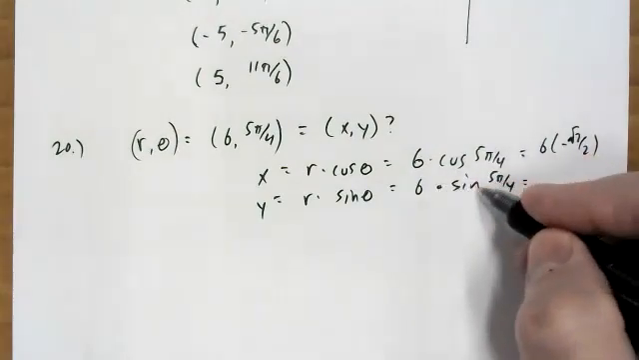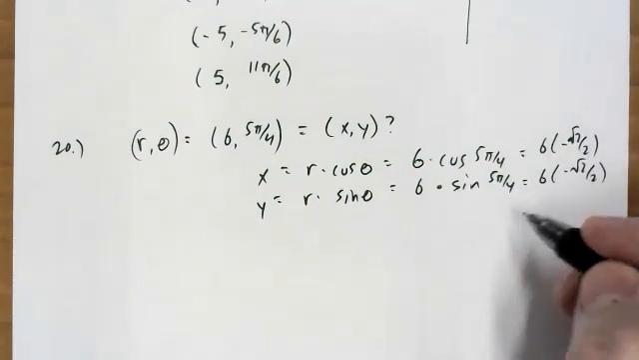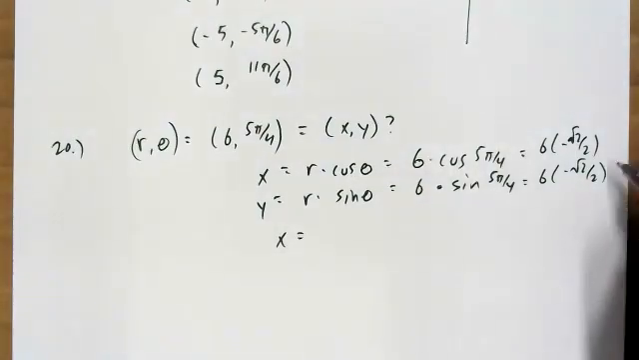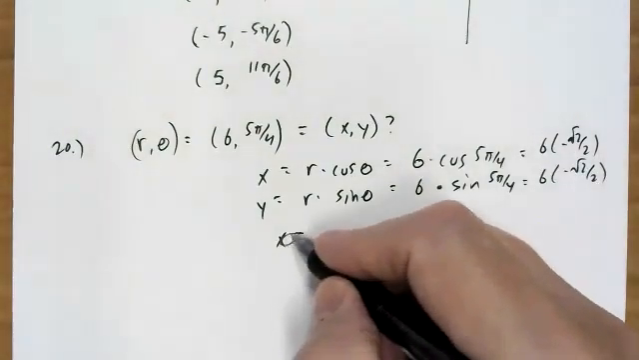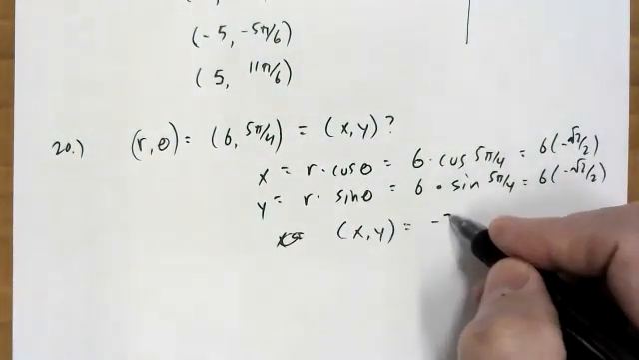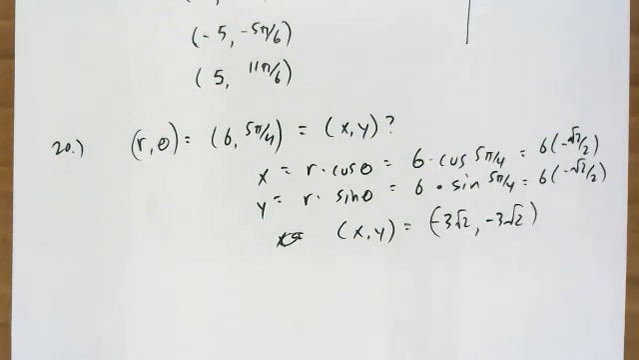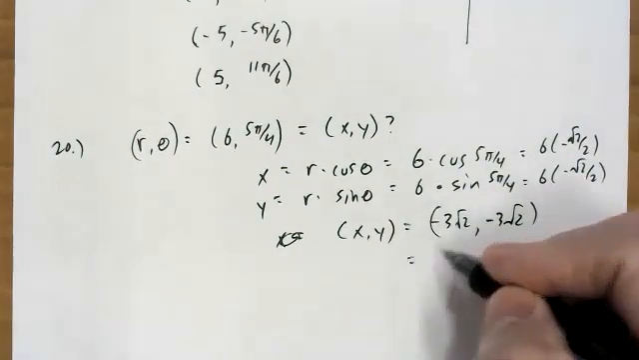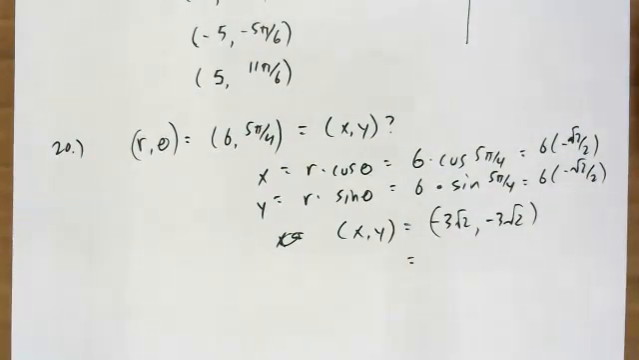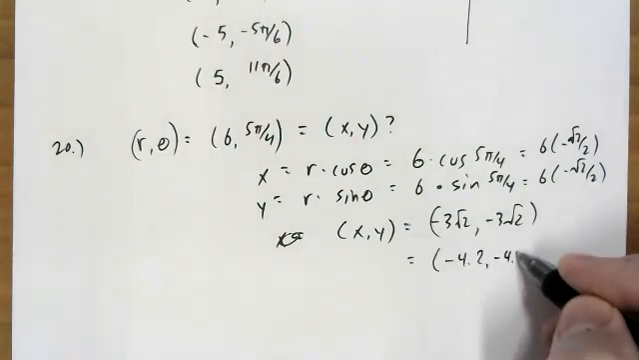And sine of 5 pi over 4 is also negative square root of 2 over 2. So both of these, x is about right like this. So the point is going to be -3 square root of 2, -3 square root of 2. If you're going to write it as a decimal, you'd say -4.2 and -4.2.